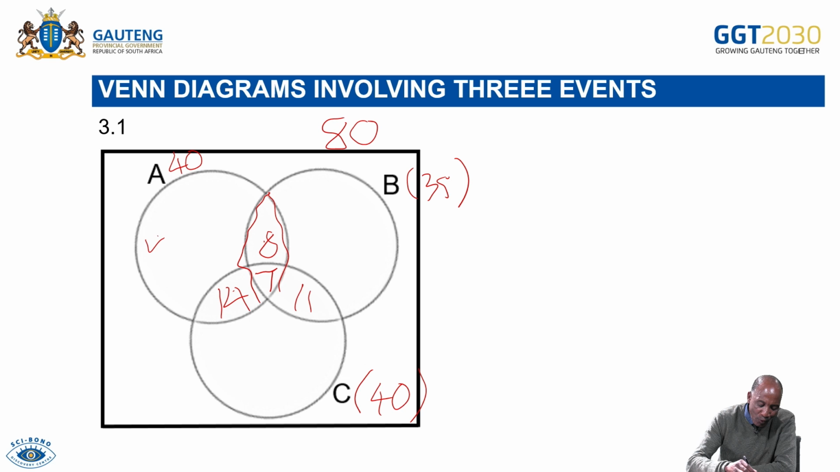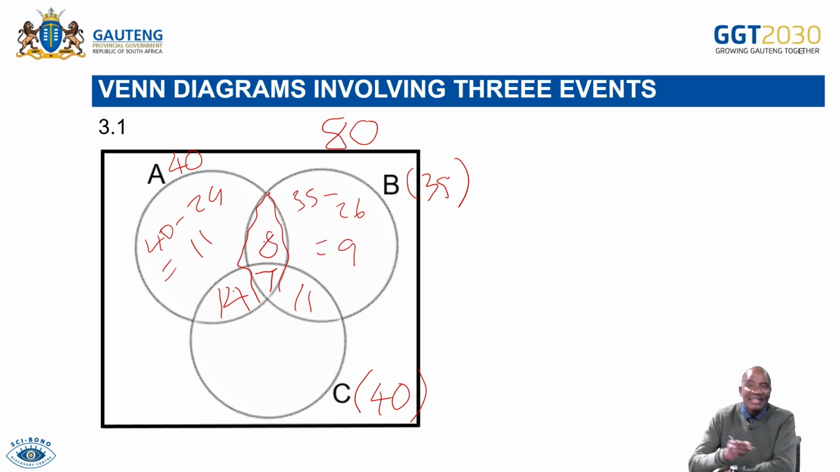It's going to be 40 minus 29, which equals 11. So there were 11 there. You go to the ring for B. There were 35 minus, inside is 15 plus 11. It gives me 26. So when I subtract 35 minus 26, I'm getting a 9. So there were 9 in the ring of B. That is, those that were in B only were 9.